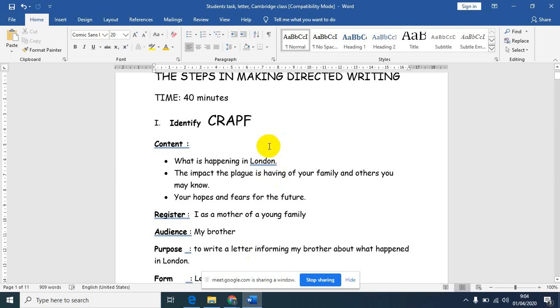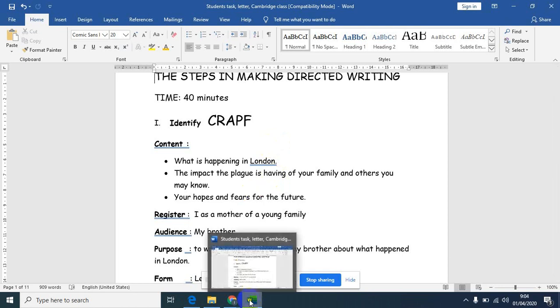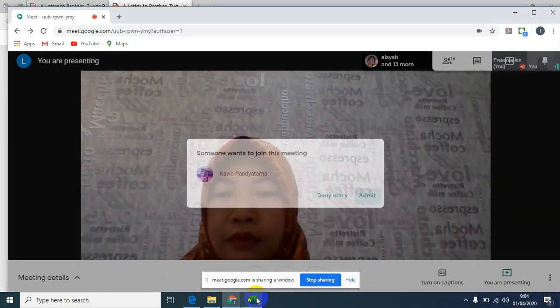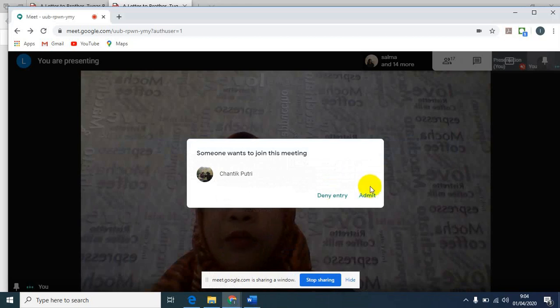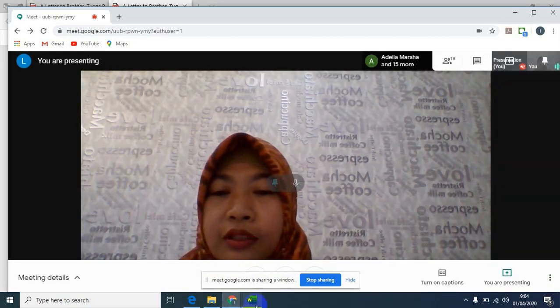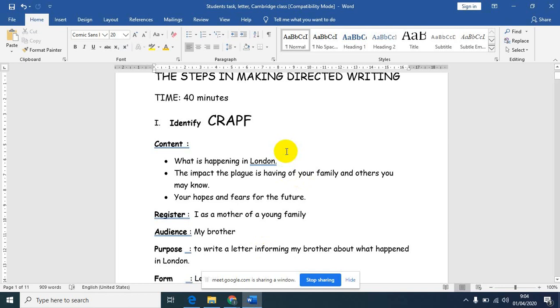Remember, if we are asked to do the reading and writing and the directed writing, remember once more, we have to know what our character is and what about the tenses. Once more, we are not going to use our own perception or perspective, but we have to read the rule or select the requirement first. What is the content? The content is what is happening in London, and the impact the plague is having on your family and others you may know.